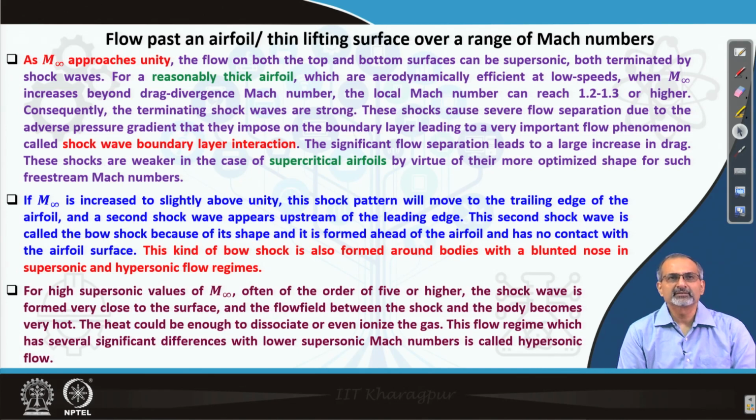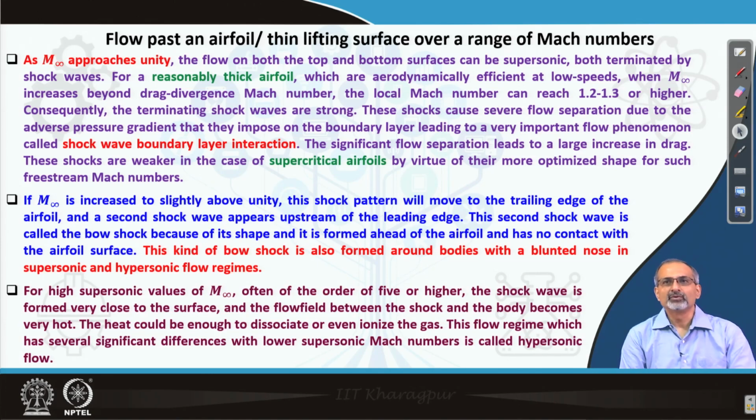The first point mentions that as M infinity approaches unity, that means we are moving from the subsonic side closer to sonic condition, the flow on both the top and bottom surfaces of an airfoil or a thin lifting surface can be supersonic, both terminated by shock waves. They are terminated by shock waves because they have to finally reduce the velocity back to subsonic conditions. For a reasonably thick airfoil which is aerodynamically efficient at low speeds, when M infinity increases beyond the drag divergence Mach number, the local Mach number can reach 1.2 to 1.3 or higher.